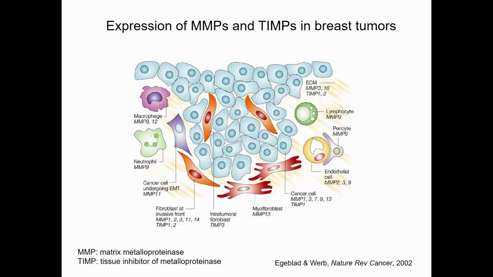And there are all these different cells associated with tumor growth: endothelial cells, myofibroblasts, the cancer cells themselves, the fibroblasts, the neutrophils, and so on. And all of them are making one or another matrix metalloproteinase, or TIMPs. TIMPs are tissue inhibitors of metalloproteinases. And they're extremely important too, because they keep the metalloproteinases in check.